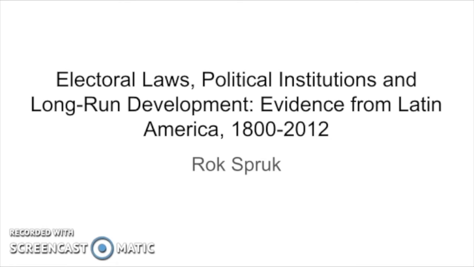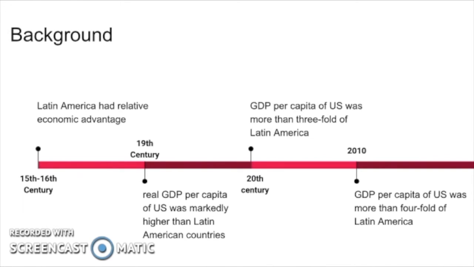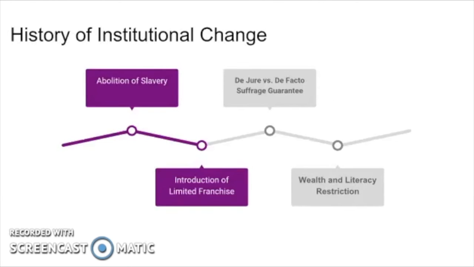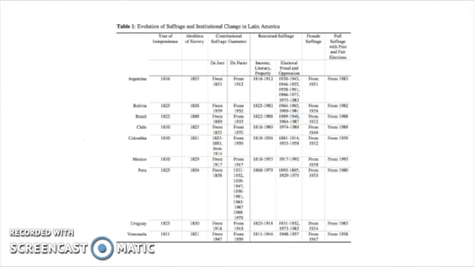In the paper, he first poses the question, why is there a development gap between North and Latin America? The development gap started forming from the 19th century, and in 2010, U.S. GDP per capita was more than 4-fold that of Latin American countries. He believes that the difference in political institutions is part of the answer. He then proposed that there are 4 important phases of institutional changes after independence, and he mapped out the timeline of institutional changes for each country to use as variables in his model.